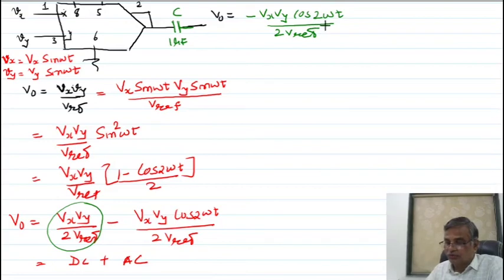So your output signal has a frequency double that of your input signal. Your output signal has a frequency 2 omega, and the input signal has a frequency how much? Omega. So if you connect one capacitor in series with the output, then this capacitor blocks this DC term and allows only AC.